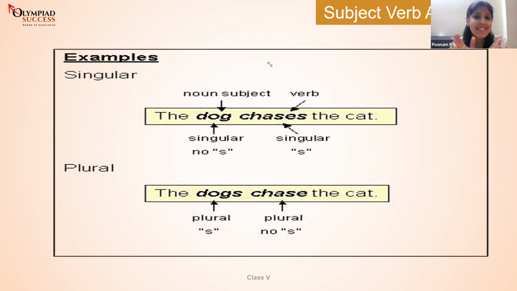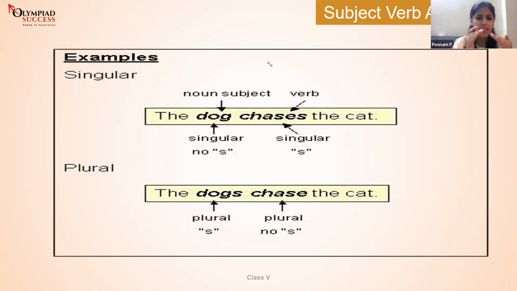Now, is chases singular or plural? Give me an answer, one or two. One being singular, two being plural. Chases is singular or plural? Singular, because a verb with S is singular. So the dog is singular, chases is singular. That means they are following the golden rule of SVA, subject verb agreement. Hence, the sentence is grammatically correct.